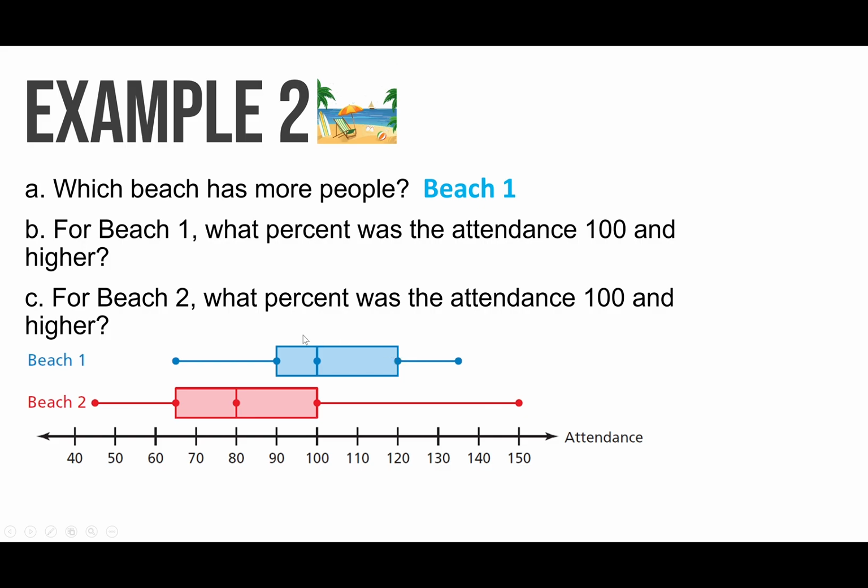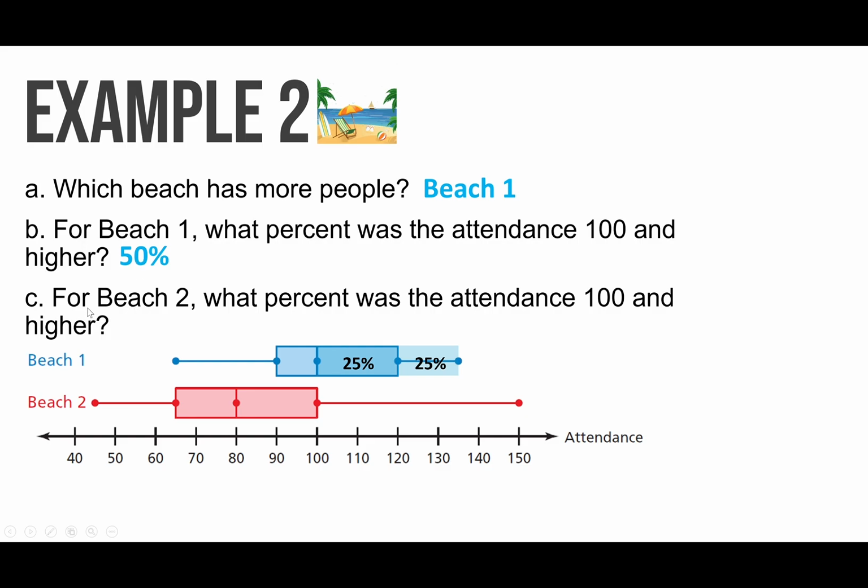Why? Because if you take a look, the box is more to the right compared to the red box right here. That means that most of the data is more on the right. There are more people at beach 1. Okay, let's take a look at letter B. For beach 1, what percent was the attendance 100 and higher? Right here, you see this is 100. You see how this is 25% and this is 25%. So the percent of 100 and higher is going to be 50% because 25 plus 25 is 50.